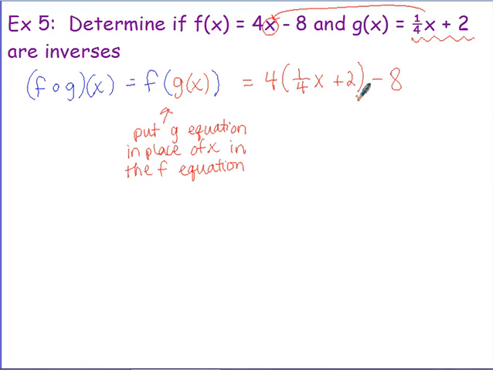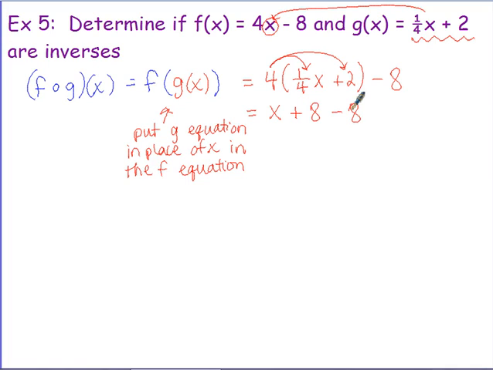So now we're in algebra land. The first thing you should be thinking is, let's distribute. We're going to take 4 and distribute it to both of those. Pick up your calculator. 4 times 1 divided by 4 leaves you with 1x. And 4 times 2 leaves you with plus 8. And we still have this minus 8 that we're going to bring down.